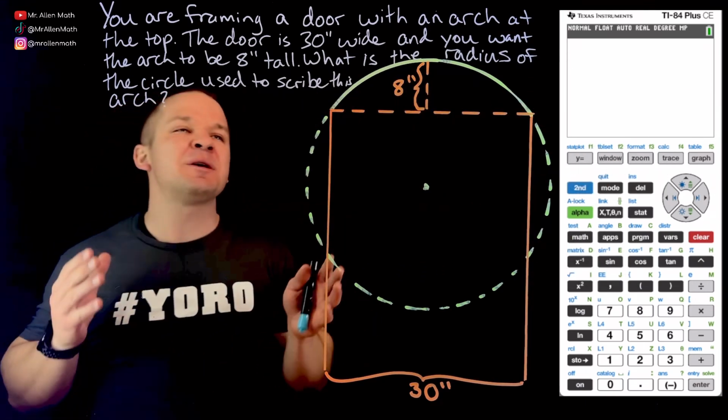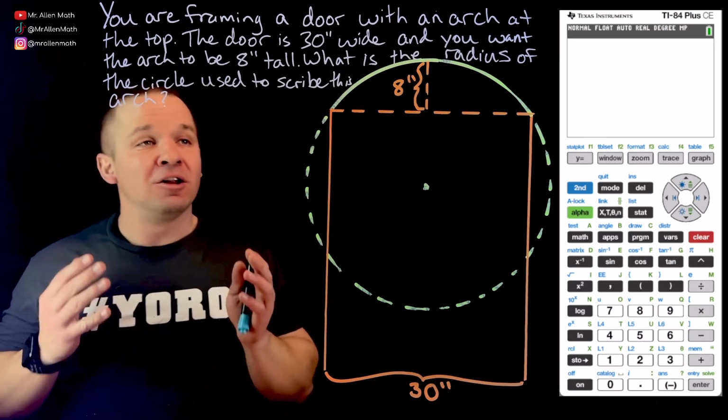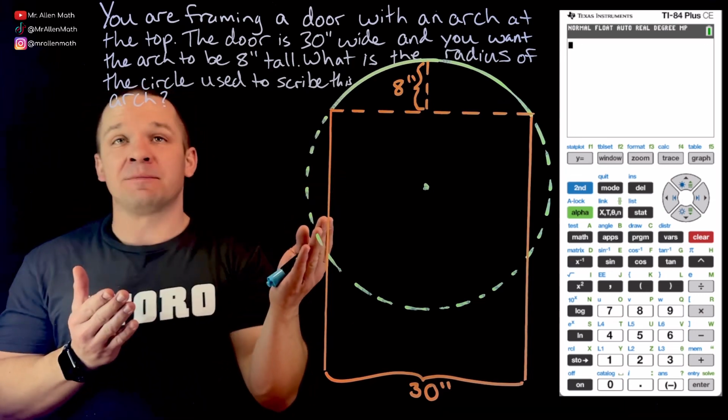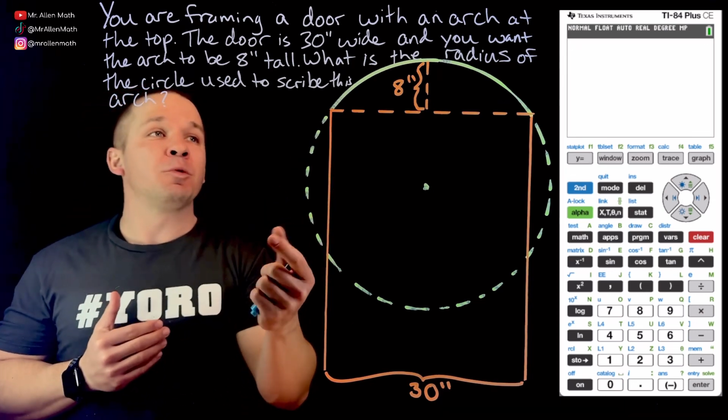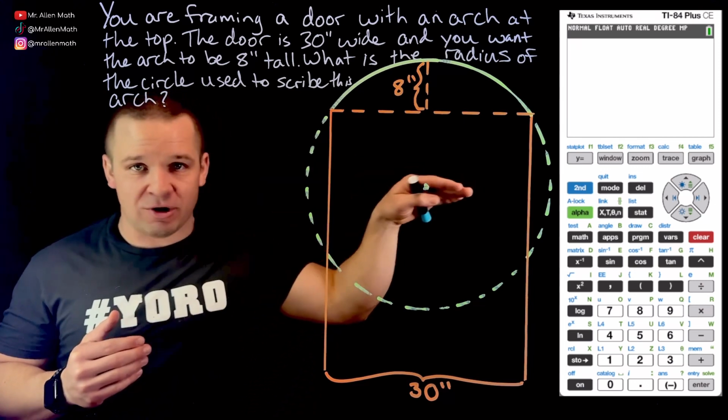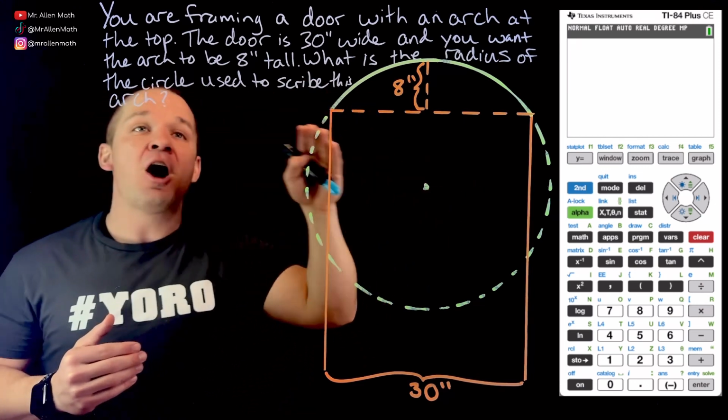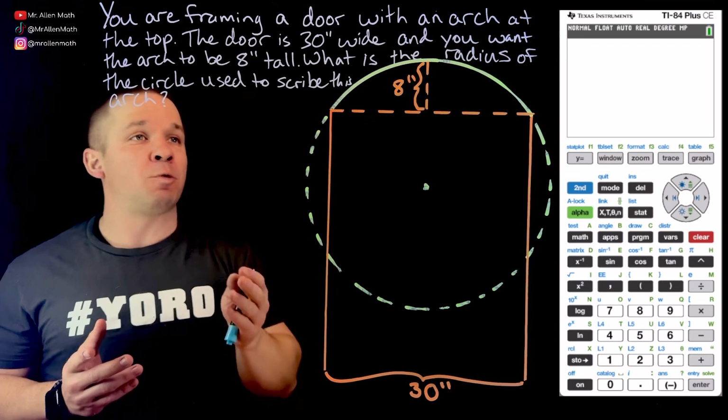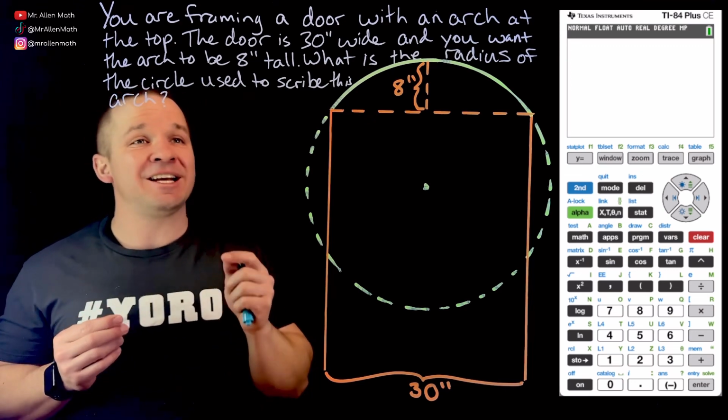I get asked all the time, what's a math day in GeoCon look like? I always see you guys building. Well, here's a math day, all right? So we're framing a door with an arch at the top, okay? So not like a straight across, right? We're going to have a little decorative arch there. The door is 30 inches wide, and you want the arch to be 8 inches tall.